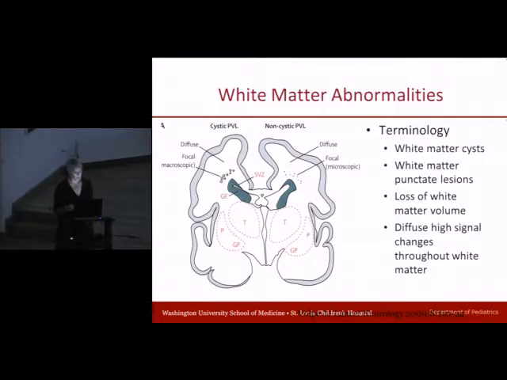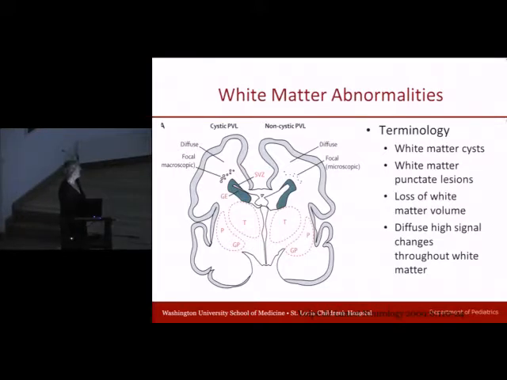So many of you will be familiar with this type of diagram. This is from Joe Volpe. And these are the different terms that are often used for white matter lesions. Many of us that are older in the audience are more familiar with the cystic PVL, these focal macroscopic infarctions really. They were loss of all cellular elements in the white matter. Often there were diffuse lesions as well, but sometimes these were very, very large.